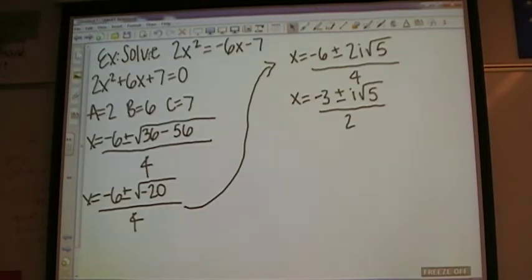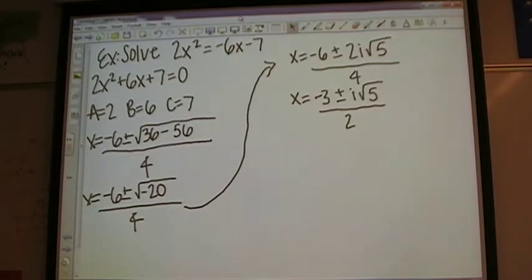All right, next one. Solve 2x squared. This is where we get some imaginary solutions. 2x squared equals negative 6x minus 7. Again, put it in standard form by bringing the minus 6x and the minus 7 over. So you get 2x squared plus 6x plus 7. Then we listed out the a, b, and c. Make sure you understand, because we skipped a step inside that radical. Make sure you understand 36 minus 56.